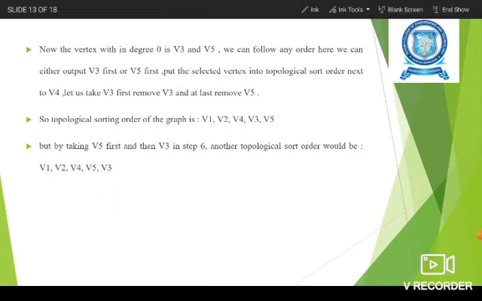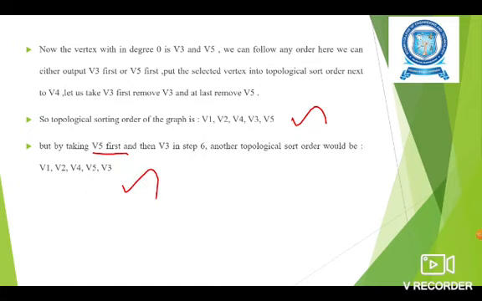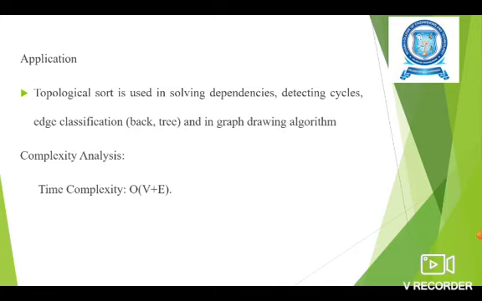So if I choose V3 first, then the output is V1, V2, V4, V3, V5. Instead, I can go with V5 first. So if I select V5 first, then the topological order is V1, V2, V4, V5, V3. Okay. So hope you remember the steps for calculating the topological sort.